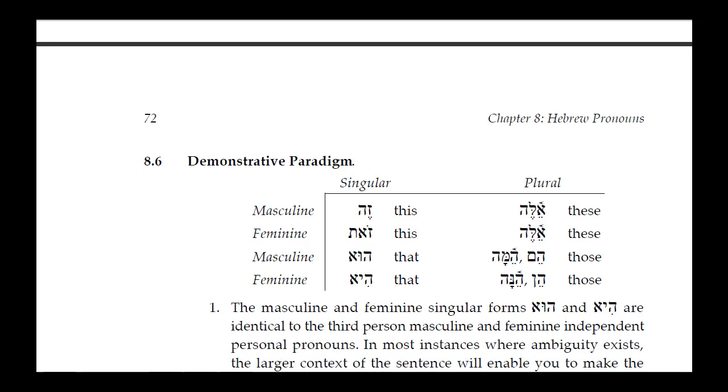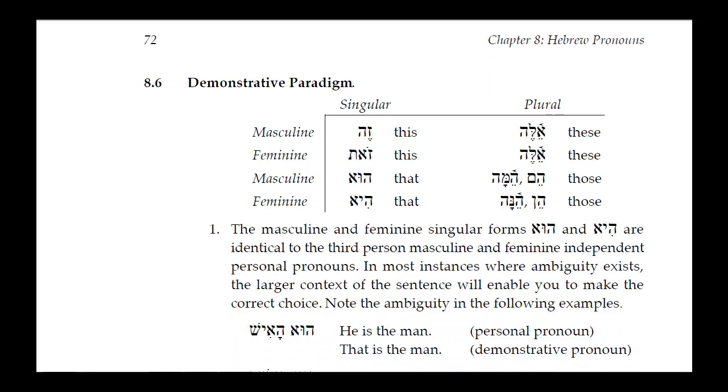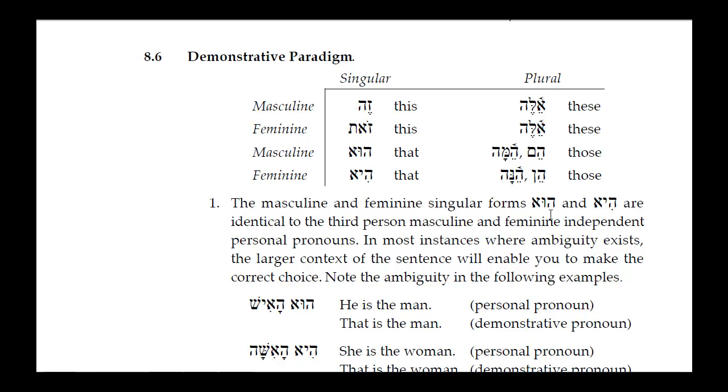All right, let's go ahead and look at the paradigm for demonstrative pronouns here. We have ze for masculine singular. Remember, these are all broken up here. You have masculine, feminine, masculine, feminine. So you have ze for this, zot for the feminine, and ele is masculine plural. So you'd have a noun that is masculine plural.